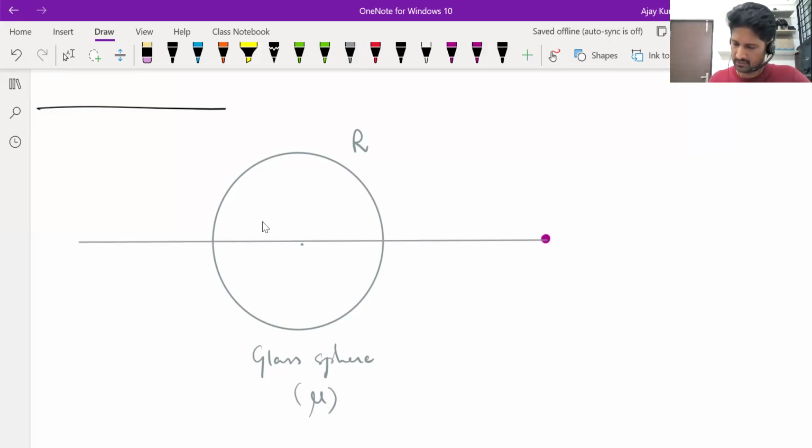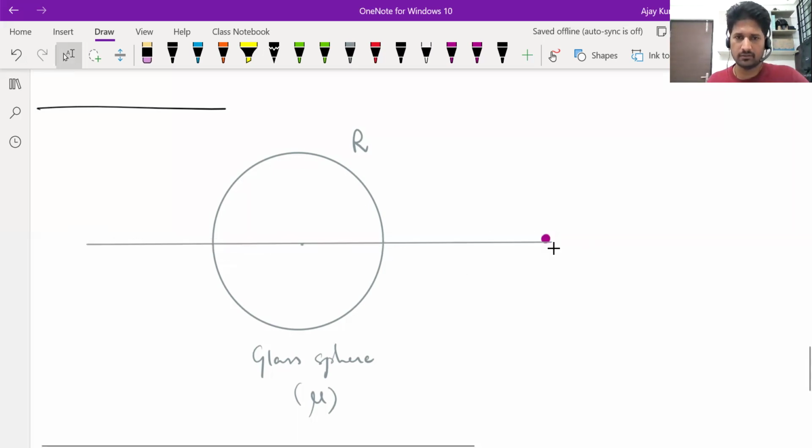When seen from the other side of the glass sphere, find out where it appears to be. Means you have to find out the image position or the image distance. But from where? From the left surface of the sphere. Okay, so for that, I'll have to tell you where exactly the object is or at what distance it is.